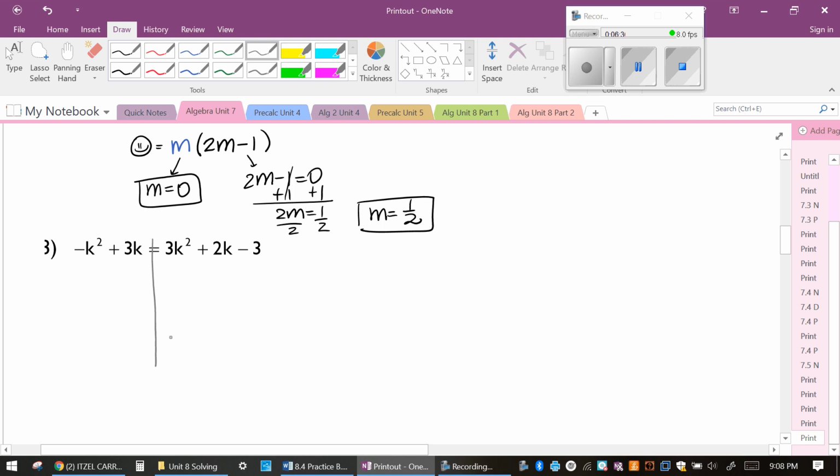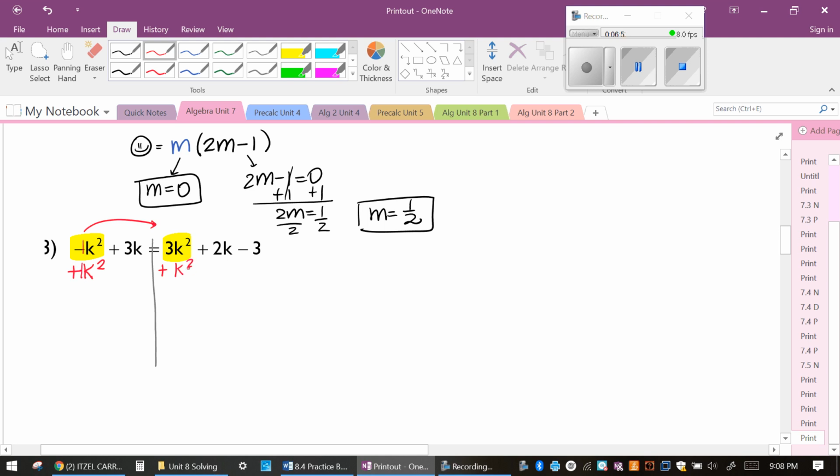In the next problem, you have variables on both sides. Look at the quadratics. If there are quadratics on both sides, you're going to move the smaller one. Cancel the smaller one. But remember, you can't do it with magic. You have to do it with opposite operations.